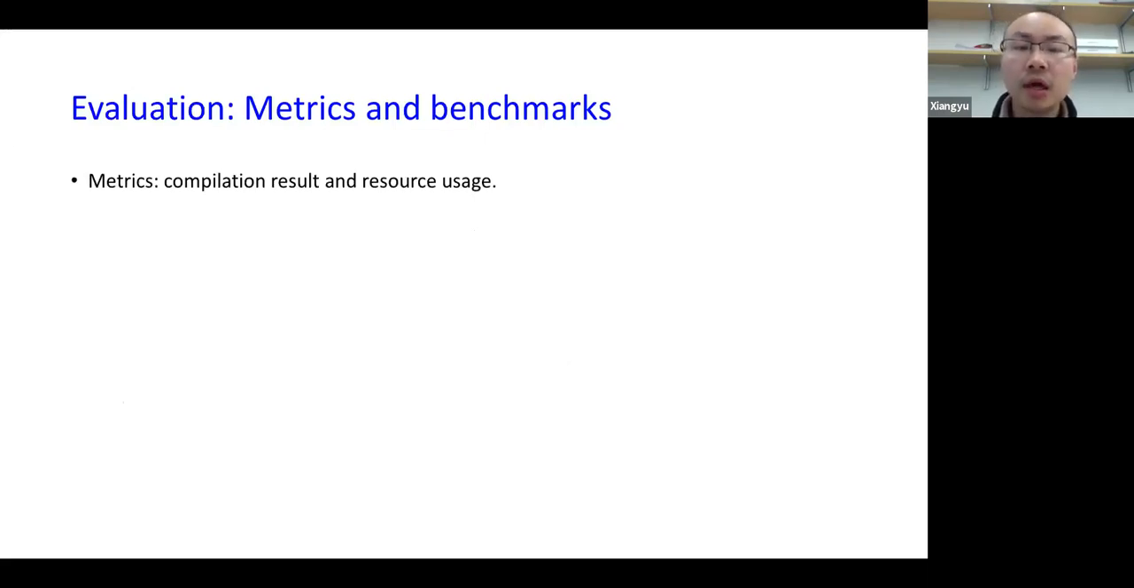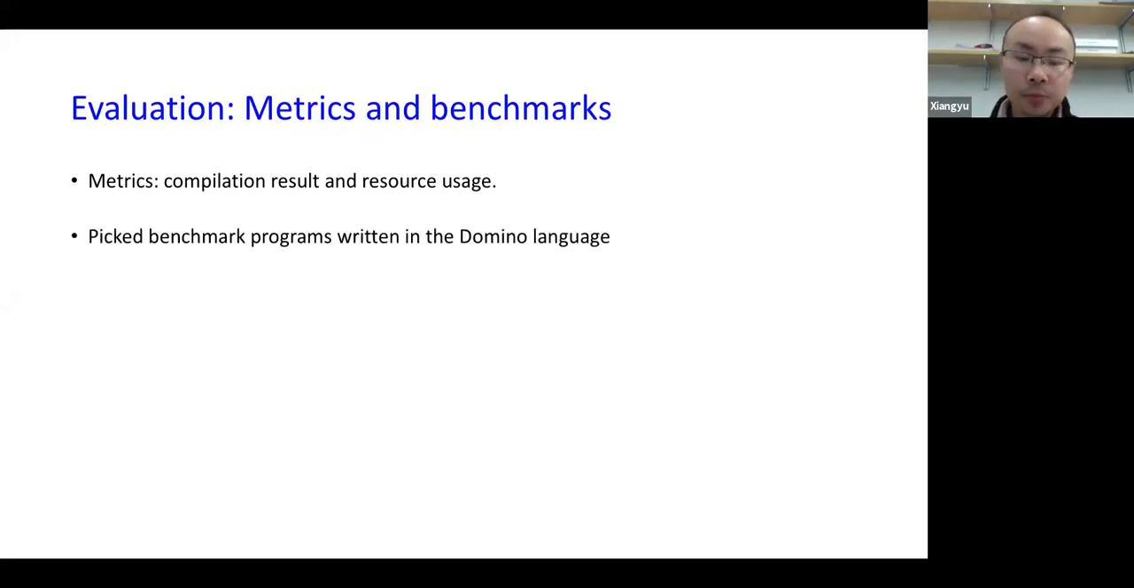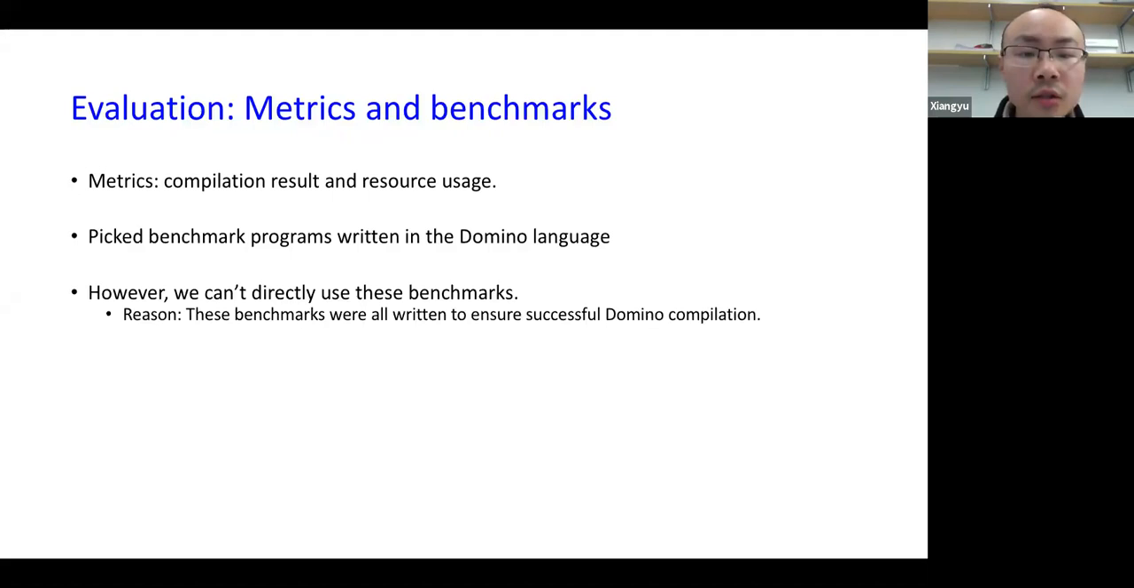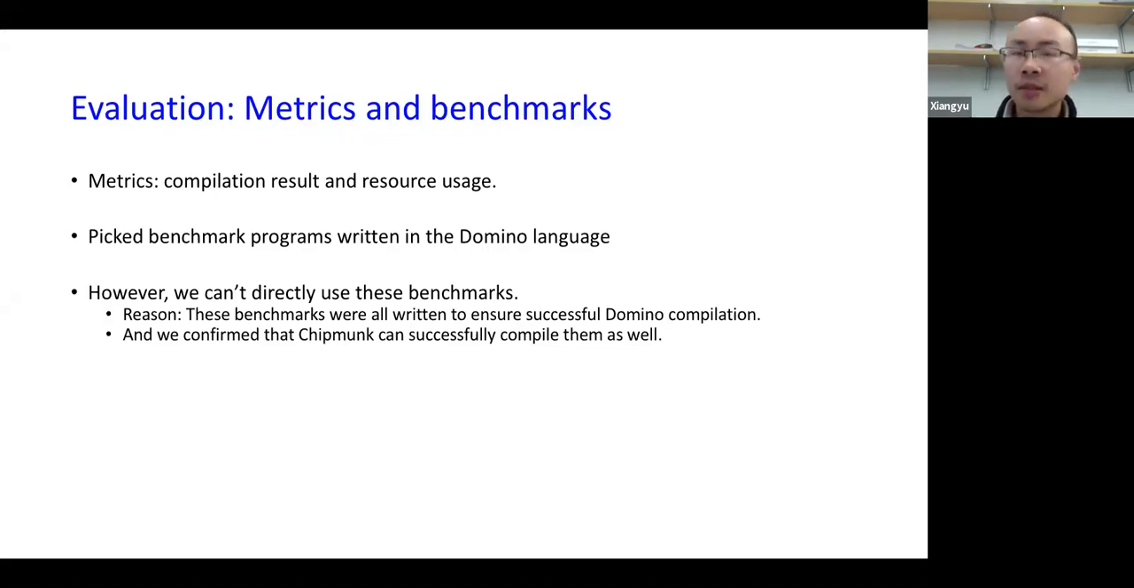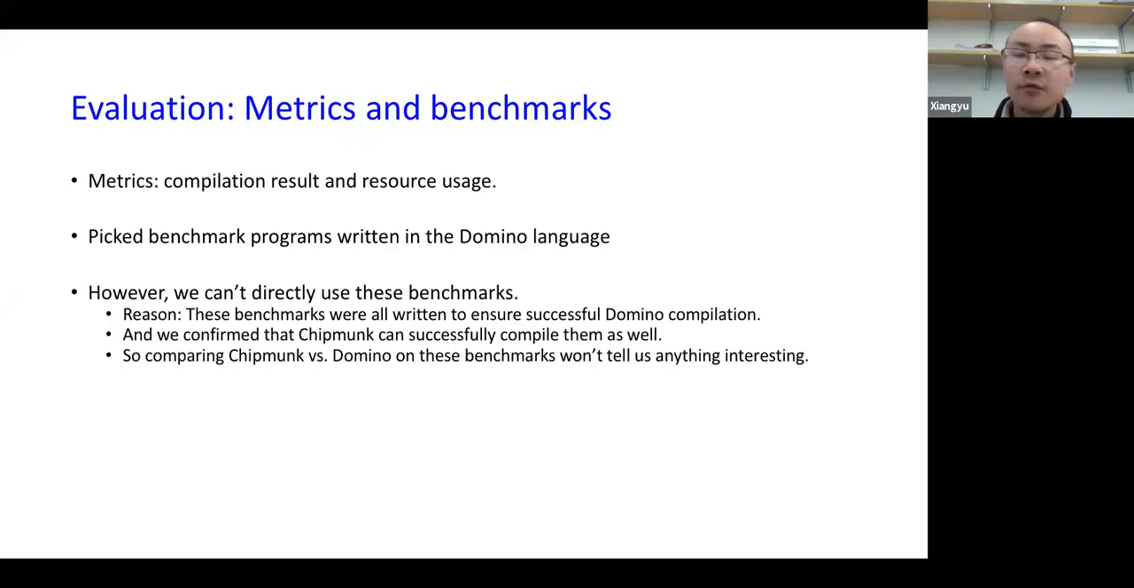The second metric is the amount of resources consumed by Domino or Chipmunk if they both compile a given program. For benchmarks, we pick most of them from multiple sources. However, we cannot directly use them, because we have already confirmed that they get successfully compiled by Domino, and we also ensure that they compile successfully with Chipmunk too, which means if we directly compare them, there will not be much difference between Domino and Chipmunk.